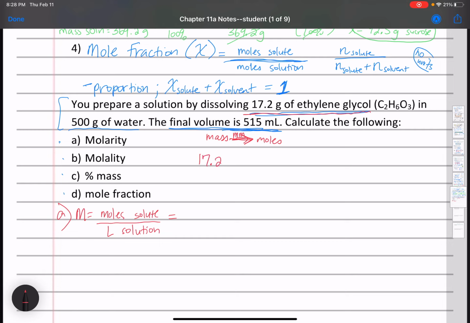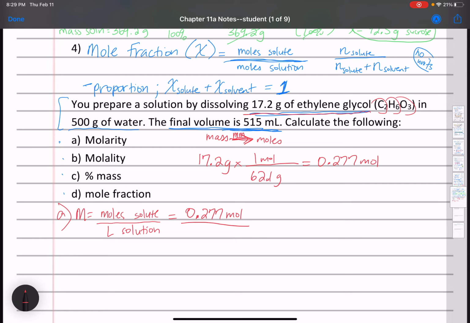So 17.2 grams of ethylene glycol divided by the molar mass of ethylene glycol. So the mass of 2 carbons plus 6 hydrogens plus 3 oxygens is equal to 62.1 grams. So that comes out to 0.277 moles of ethylene glycol. So now I can plug that into my numerator down here, 0.277 moles. And then I want to know over liters of solution.